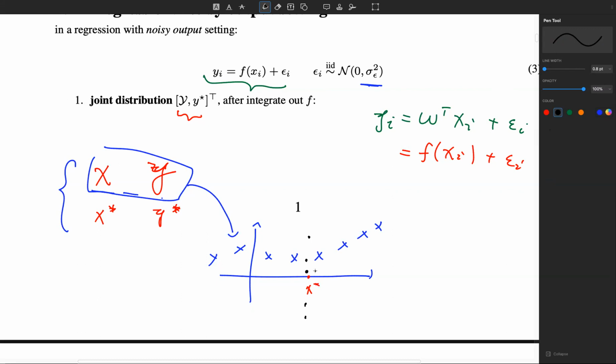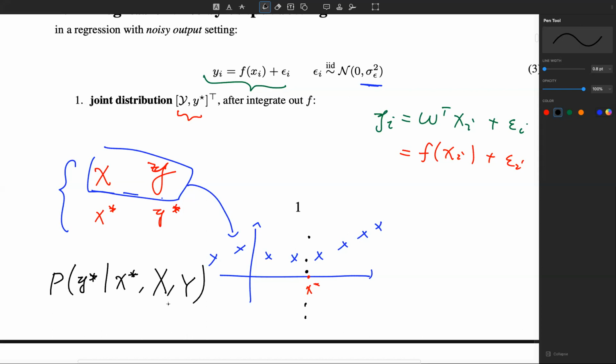Now, if you want to put it in the probabilistic form, what are you going to get? You'll get P of Y star, conditioning on X star and big X and big Y.